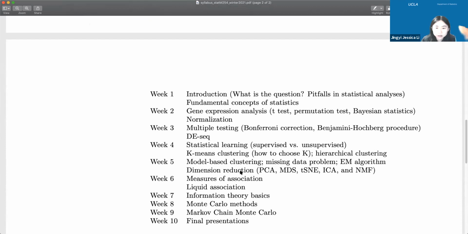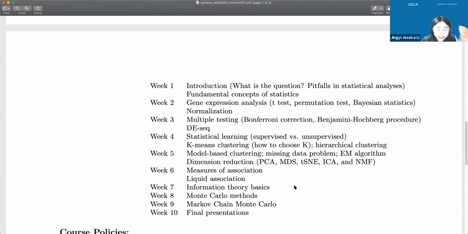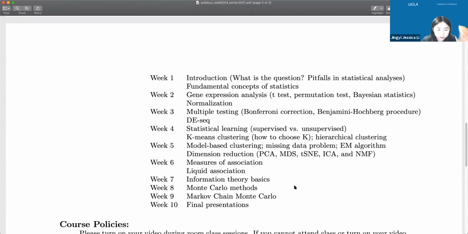Okay, so this is the course schedule I listed here. So we'll see how it goes. We will roughly follow this schedule, but if we are slower or faster, we will adjust the schedule accordingly. Okay, and as I said, lecture notes will be posted.